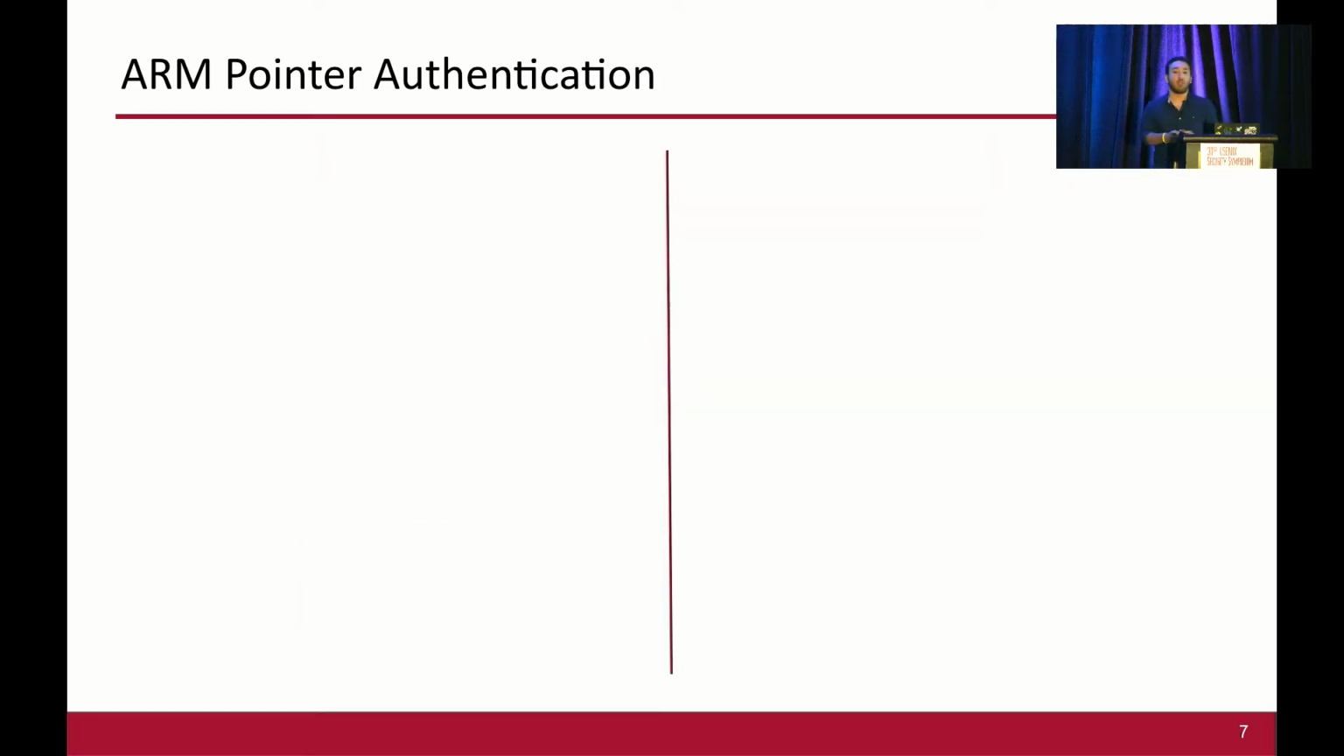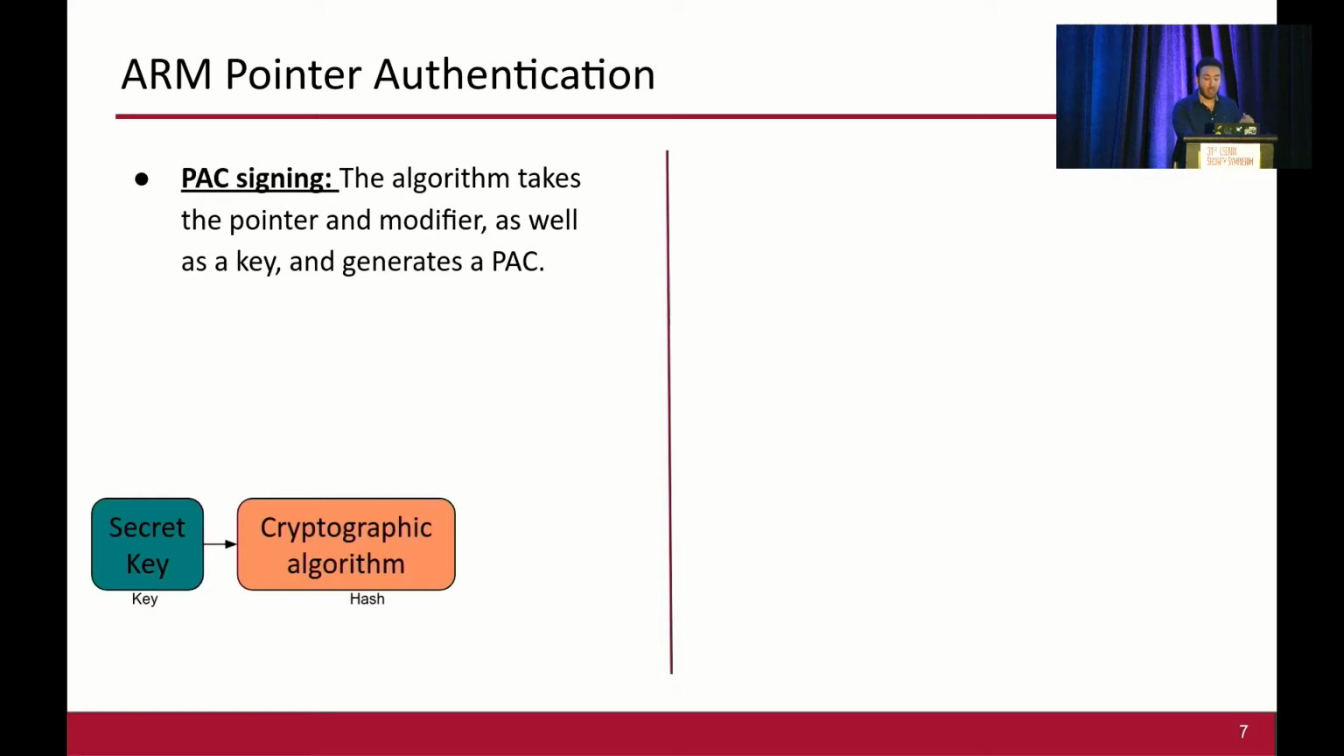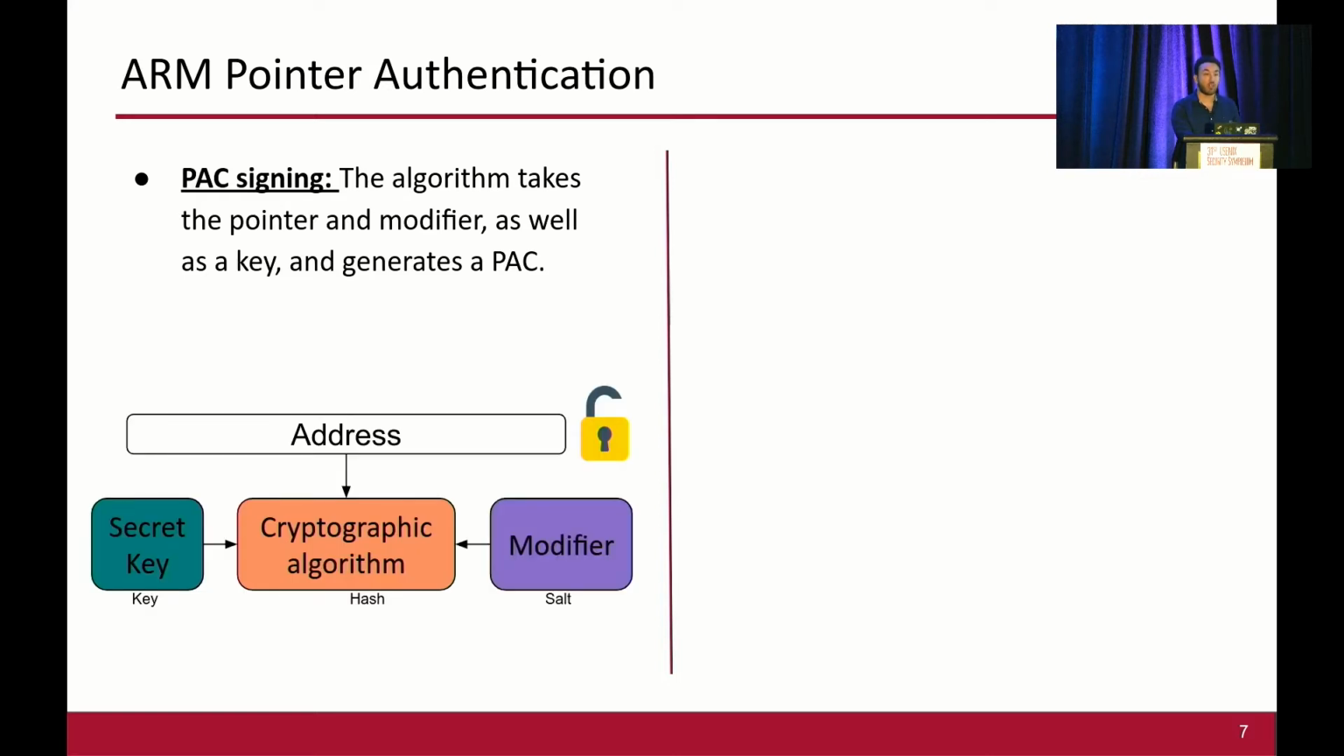So how does this mechanism work? There are two main primitives. The first is the signing of the pointer. The cryptographic hash algorithm takes a secret key, the pointer, and the modifier, which is provided by the program. And the secret key is initialized by the kernel and stored in a register. The algorithm then computes the PAC and places it on top of the pointer.